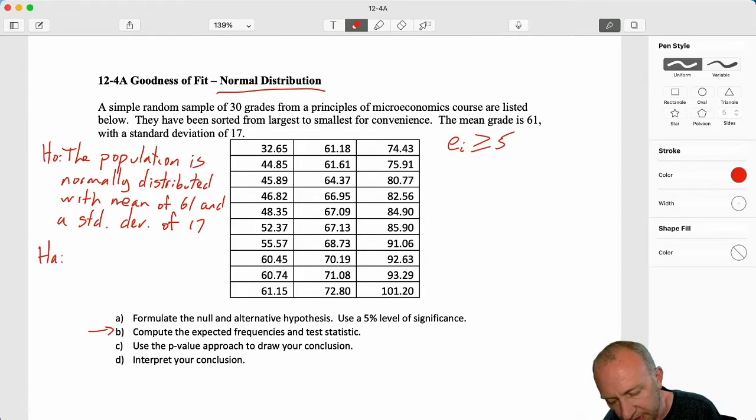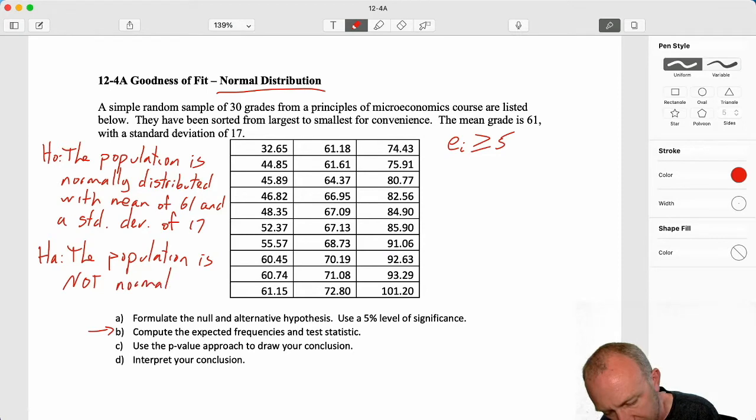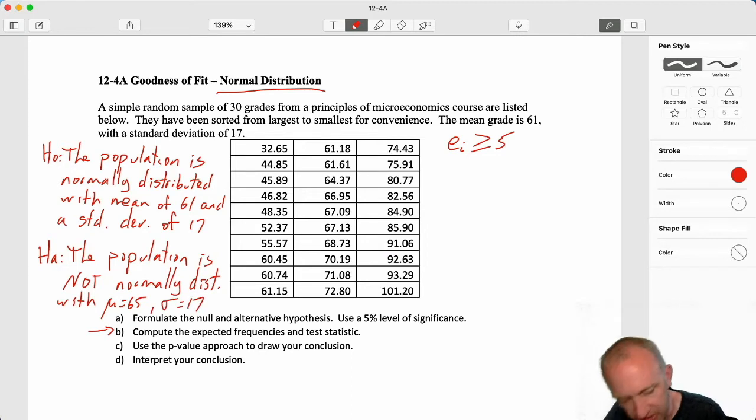The alternative, well, it probably is what you would expect. The population is not normally distributed with a mean, I'm just going to abbreviate because I'm running out of space, and standard deviation 17.